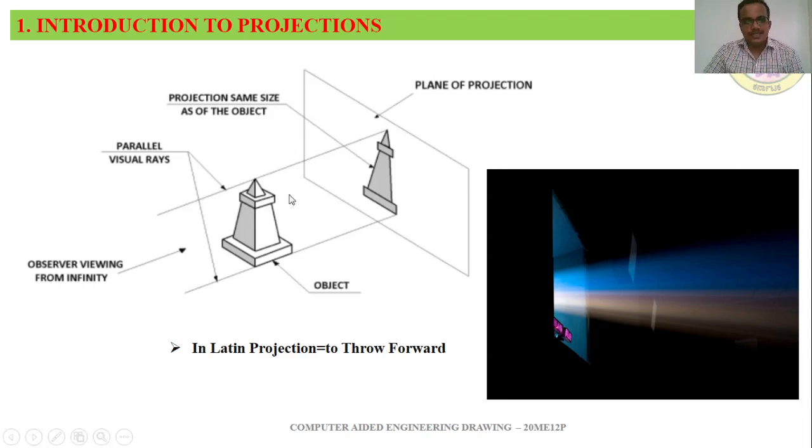You can see in this figure, we can see an object is in between the observer as well as the plane of projection, and parallel visual light rays which are passing through the object are made to fall on the plane of the projection, and the projection is the same size as the object. So this is the basic technique in projection, and projection helps us to capture the size and shape of the object which is there in between the observer as well as the screen.